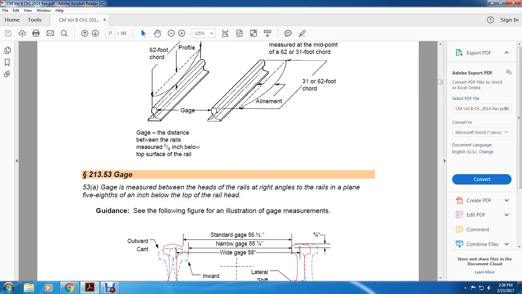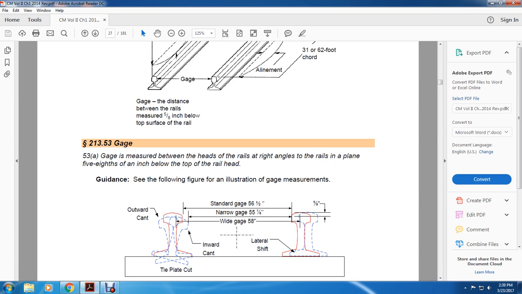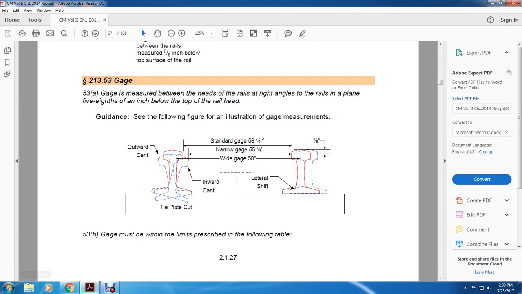213.53, Gauge. This is the measurement between the heads of the rails, at a right angle to the rails, in a plane 5/8 of an inch below the top of the rail. See the following figure illustrating gauge measurements. 56.5 inch gauge, 55 narrow gauge, 55 and 7/8, wide gauge 58 inches. 5/8 outer cant, inward cant, and lateral shift, and 5/8 of an inch tie plate cut.